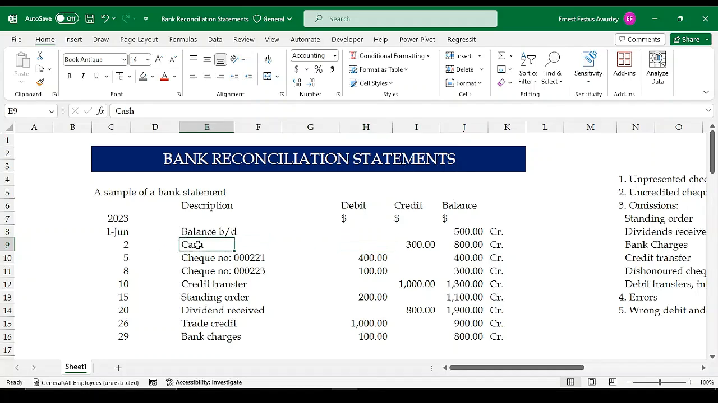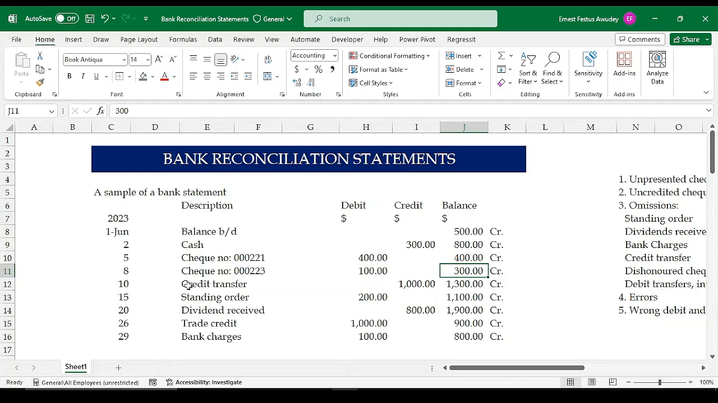So we have deposited this cash and it has been credited. Therefore, it has increased our balance from 500 to, as you can see there, 800. So 500 plus 300 will give us 800 here. Then we have issued some checks. There are check numbers here, and since they have been issued, it means they were payments. So $400, and that reduced our balance from 800 to 400 here. And we further issued another $100 check, and that reduced our balance further to 300.